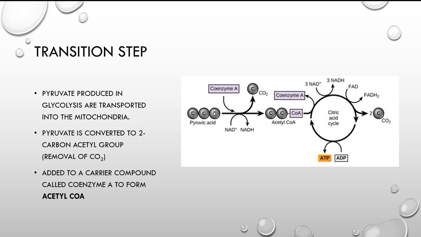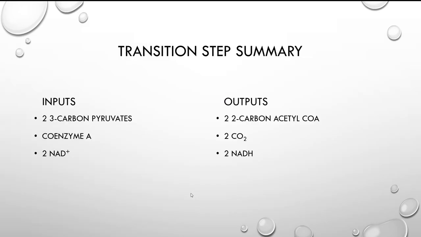So this happens twice, right? Because we have 2 pyruvate molecules. So at the end, we end up with 2 acetyl-CoA molecules entering the Krebs cycle. So here's our summary. Our inputs, we have 2 3-carbon pyruvates. Our outputs, we end up with 2 2-carbon acetyl-CoAs. We add a coenzyme, and that coenzyme gets added to the 2-carbon molecule.